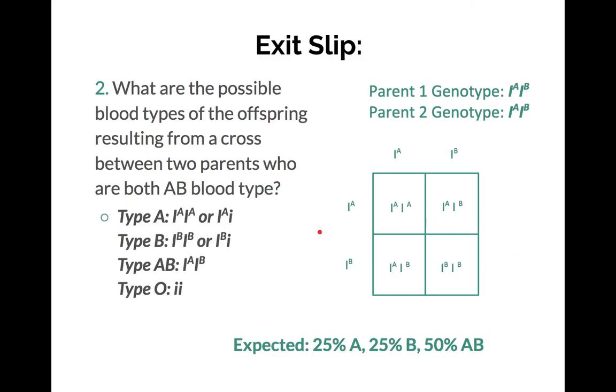Last one, possible blood types of offspring from 2 parents who are both AB blood type. So parent 1 genotype, parent 2 genotype, both AB. We perform this cross and we get 25% expected to be type A, 25% expected to be type B, and 50%, or these two, expected to be type AB.